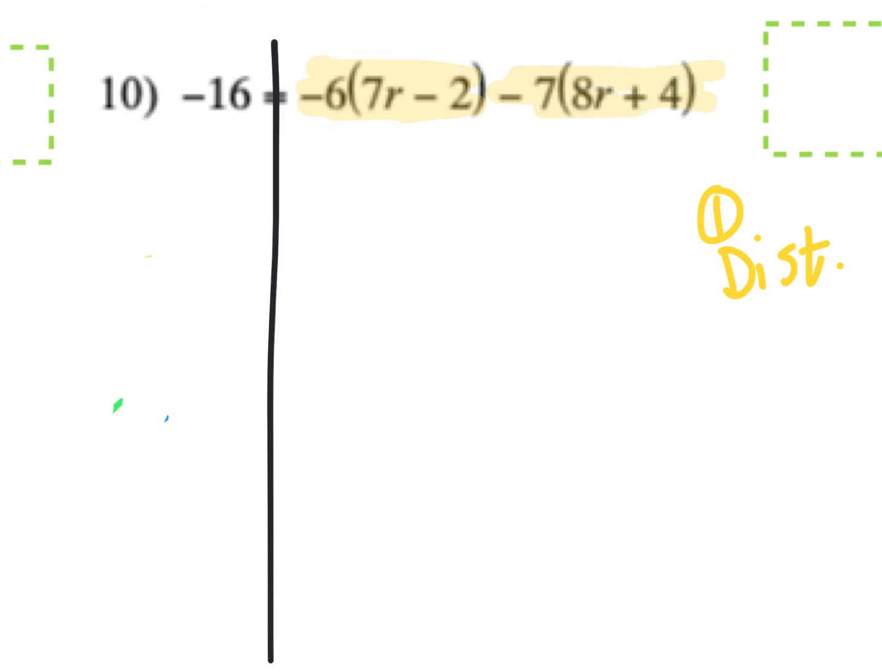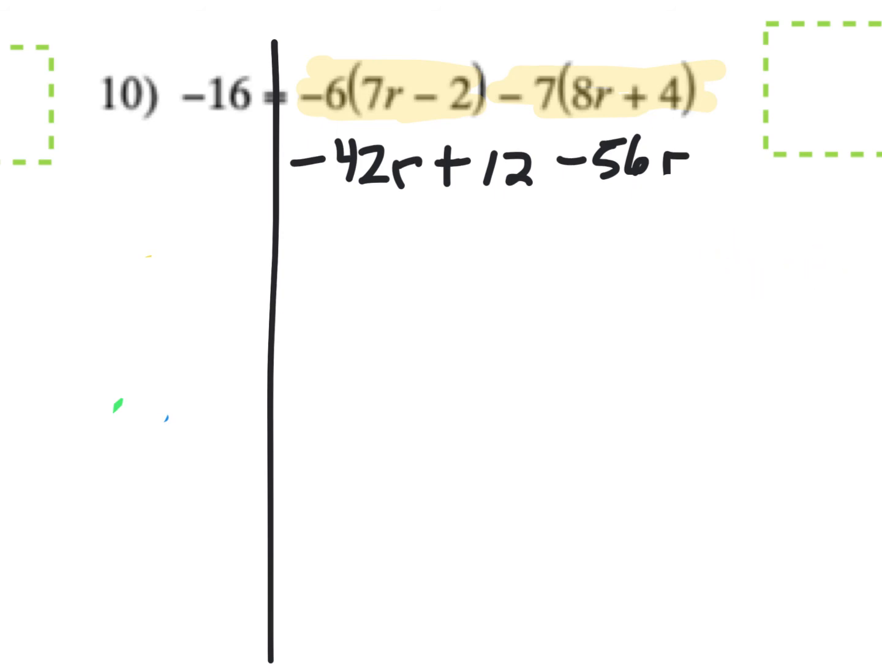So I'm going to do negative 6 times 7r, which is negative 42r. Negative 6 times negative 2 is plus 12. Negative 7 times 8 is negative 56, and then there's an r with it. And then last but not least, negative 7 times positive 4 is negative 28. So now that I've got my distributing, I'm going to bring down the other side of the equation.